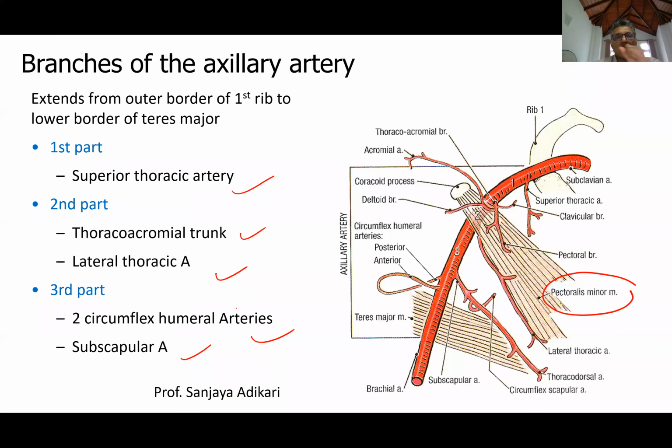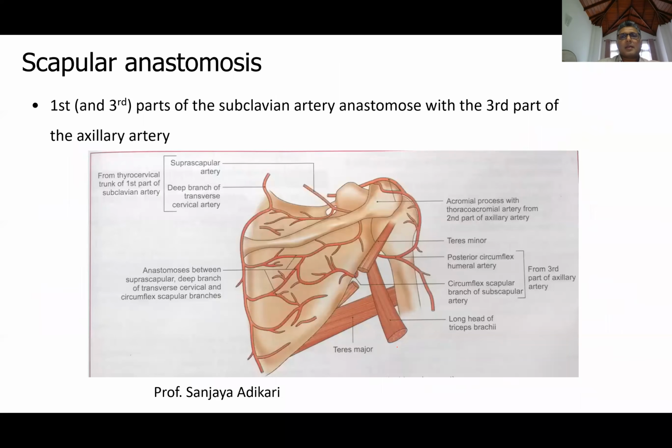And the extent of the axillary artery is from the outer border of the first rib to the lower border of teres major muscle. Yes, teres major muscle. Beyond that, it is the brachial artery.